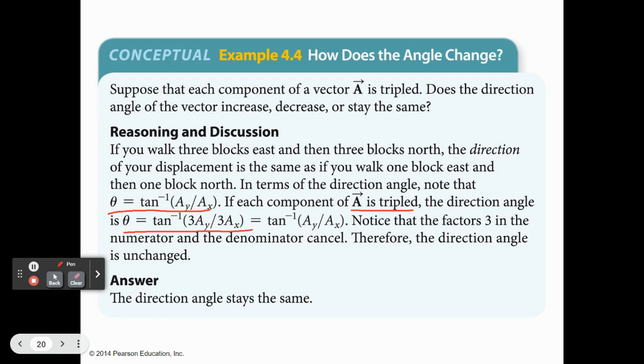Okay. Notice that the factor of 3 is in the numerator and the denominator. And since it's in both, it's going to be exactly the same because it cancels out. So there will be no change at all. The direction and the angle is going to stay exactly the same.